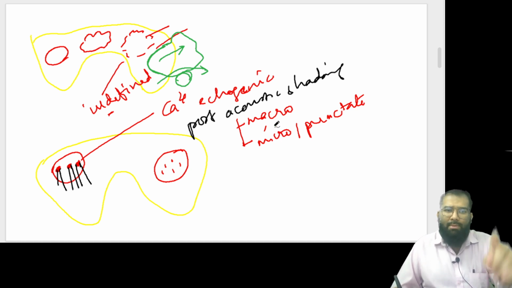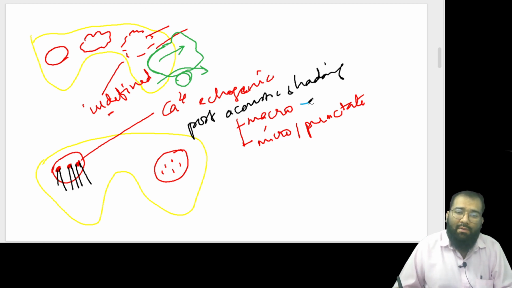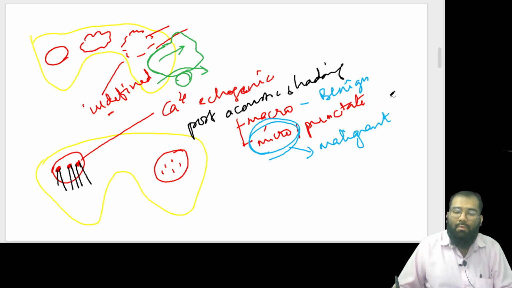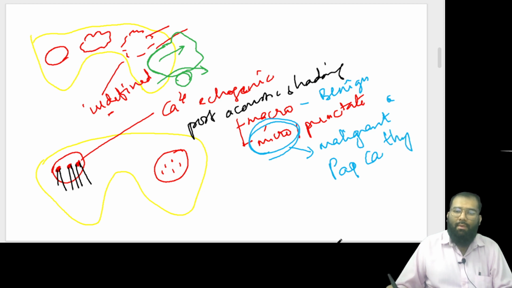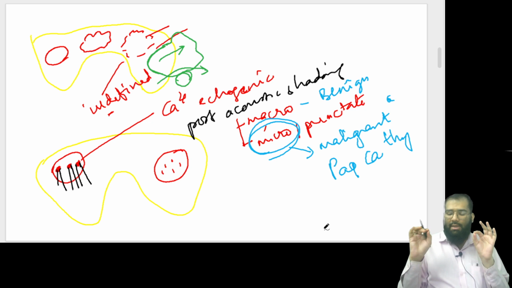Now most important point, when it is macro calcification, it generally denotes benign pathology. But microcalcification, remember, it denotes malignant pathology. Okay, especially papillary carcinoma of thyroid. Okay, papillary carcinoma of thyroid, when it's punctate calcification.